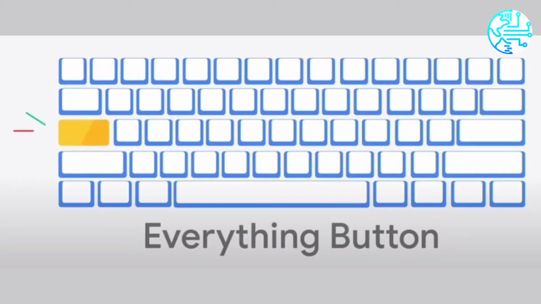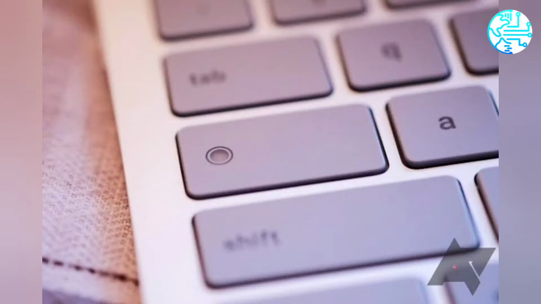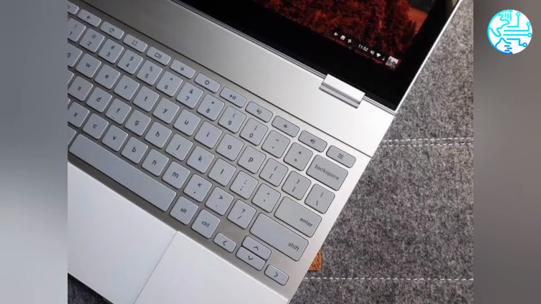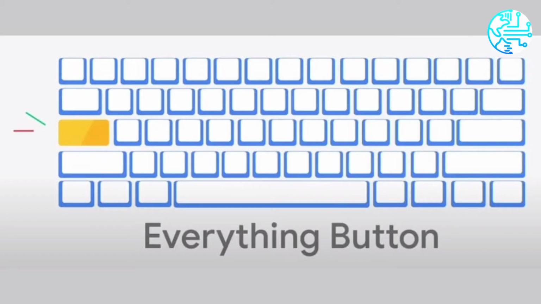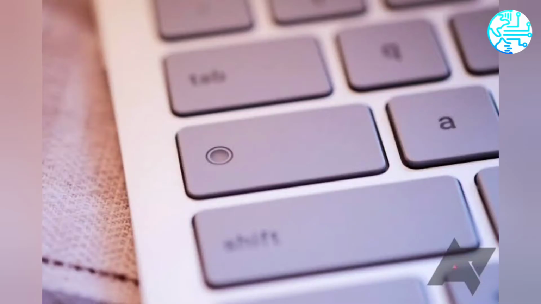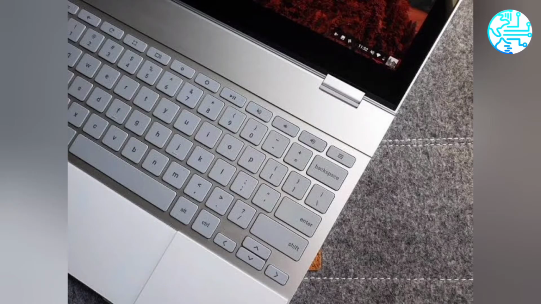The Everything button is located between the Shift and Tab buttons on the left of Chromebook's keyboard. Highlights. Google Chromebook's search button is being renamed to Everything button. The button on Chromebook was formerly referred to as Search or Launcher. Google said that the new name was based on user feedback.